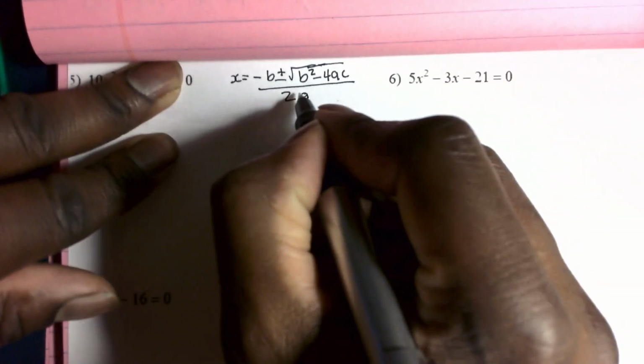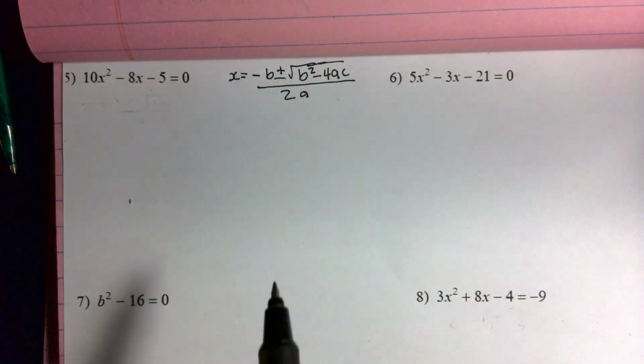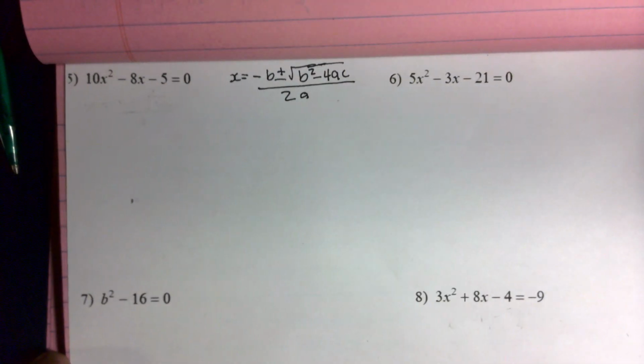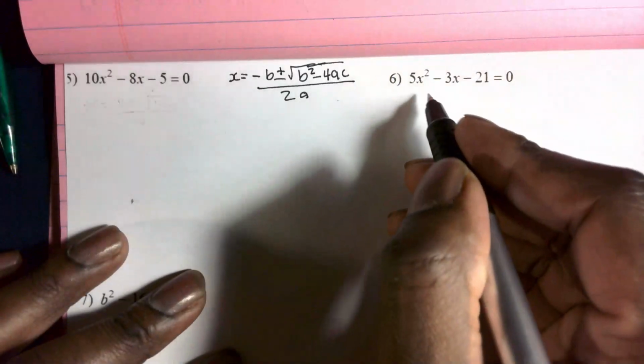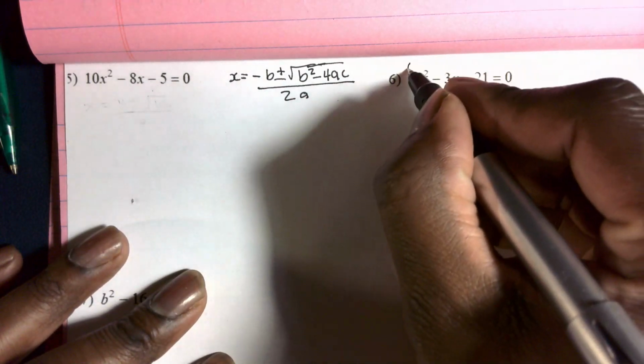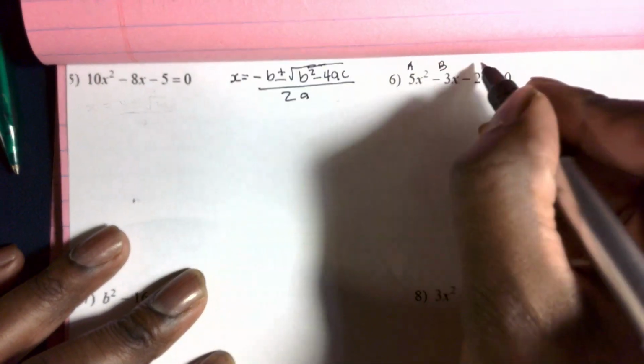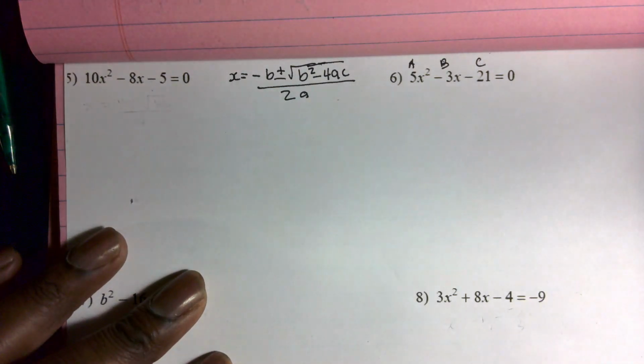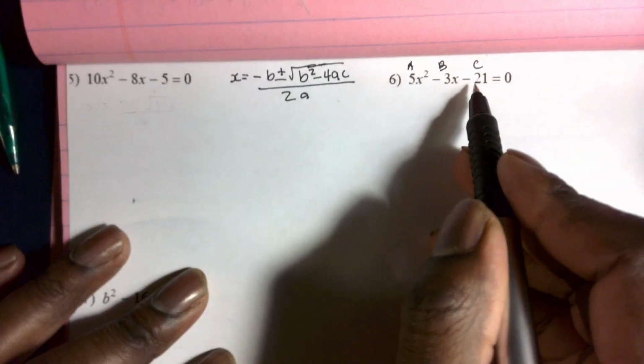So let's remind ourselves that the quadratic formula is x equals negative b plus or minus the square root of b squared minus 4ac over 2 times a. All right. So when using this, we're gonna solve these examples. If I look at the first one here, this is a, this is b, and this is c. So a is 5, b is negative 3, and c is negative 21.